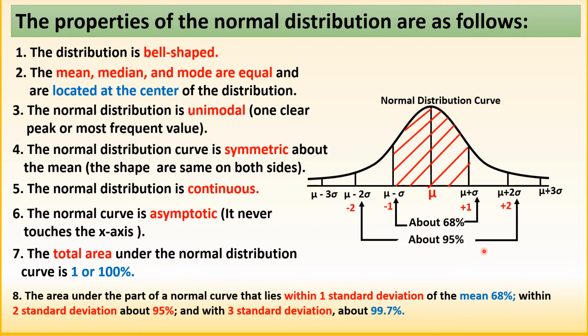And then, yung 2 standard deviations natin is about 95%. Then, yung 3 standard deviations natin, we have 99.7%.